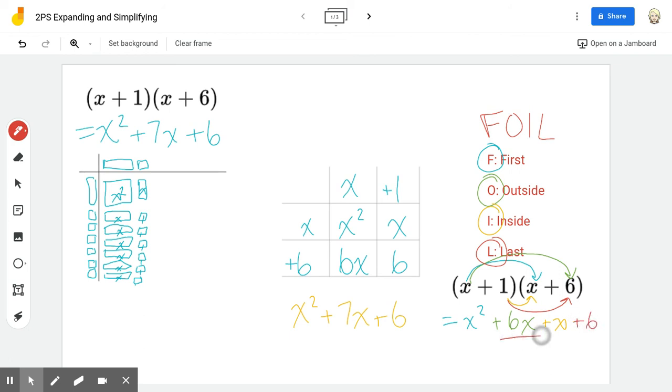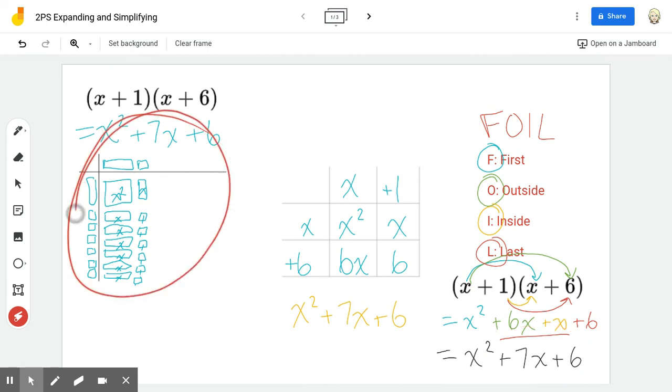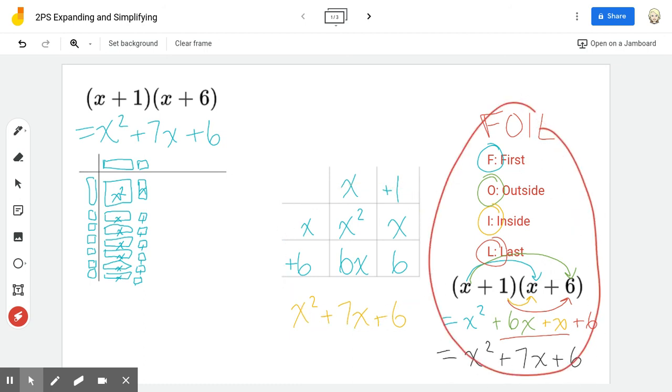And then, again, we have some like terms here. So we have to put them together. So we get x squared plus 7x plus 6. And you'll notice again, that's exactly the same answer we got every single time. So once you understand why this works with the algebra tiles or the area model, then you can start jumping into this shortcut and just use FOIL as a shortcut to figure out your answer. And the more you practice this, the better you will get at it, as with everything in math.